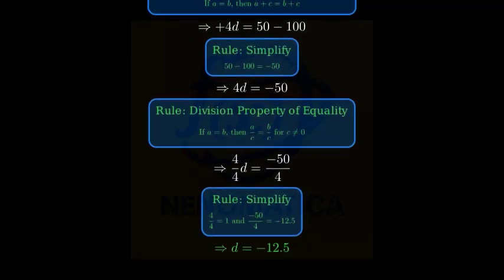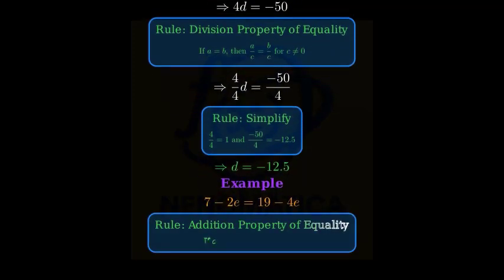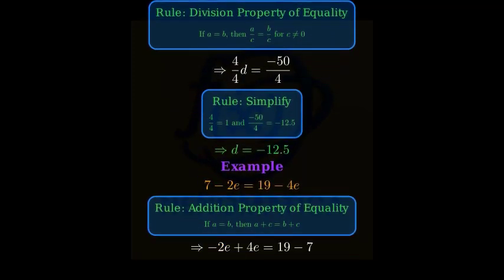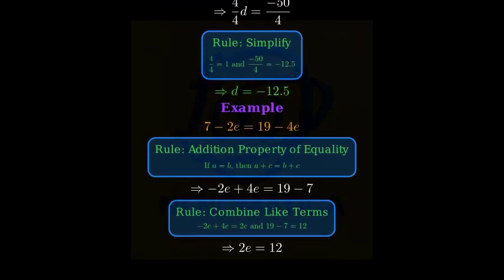Let's solve another example. We need to solve the equation 7 minus 2e equals 19 minus 4e. For this equation, we need to get all terms with the variable e on one side. Let's move the term -4e to the left side of the equation by adding 4e to both sides. This gives us 7 minus 2e plus 4e equals 19. Now, let's combine like terms on both sides of the equation. On the left side, -2e plus 4e equals 2e. On the right side, 19 minus 7 equals 12.